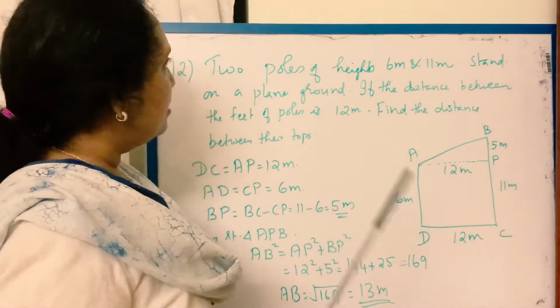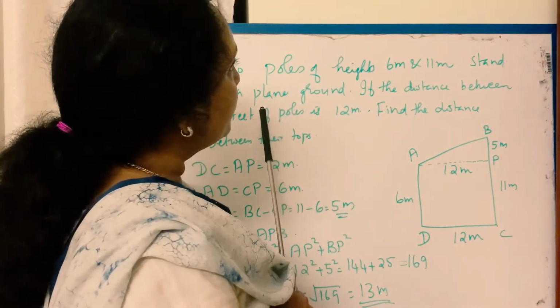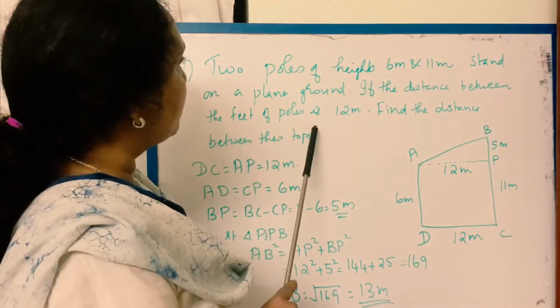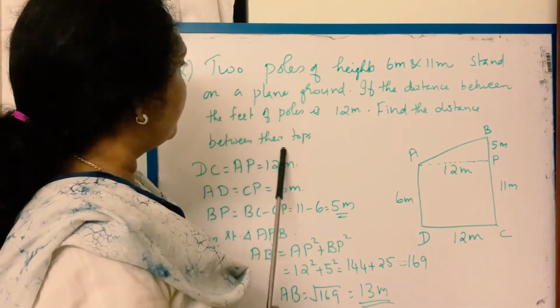Question number 12. Two poles of height 6 meter and 11 meter stand on a plain ground. If the distance between the feet of the poles is 12 meter, find the distance between their tops.